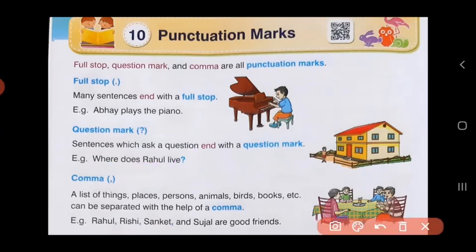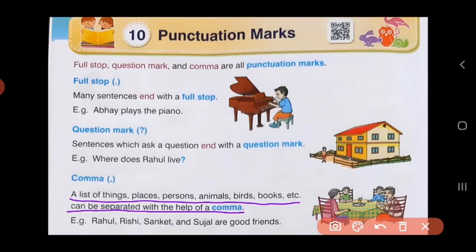Now let's see the third type, comma. And it's shown like this sign. Now let's see where we use comma. A list of things, places, persons, animals, birds, books, etc. can be separated with the help of a comma. So children, when you have to write many things of the same type, you have to separate them. Then we use a comma.